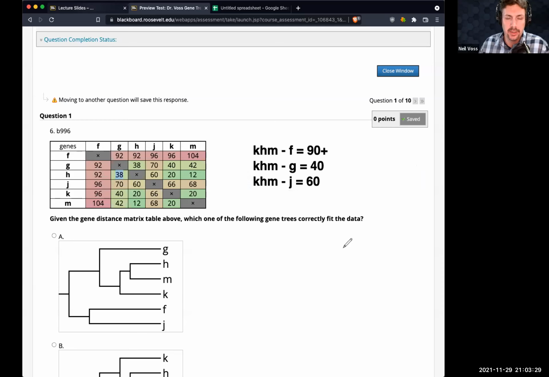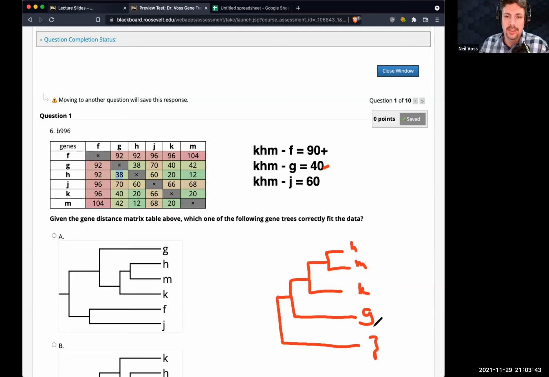So what I'm seeing here is that H and M are connected, right? We decided that. And then they connect to K. And then they connect to G, because that's the 40. And then they connect to J. And then they connect to F. So that's what I call a comb, because it just kind of stacks.